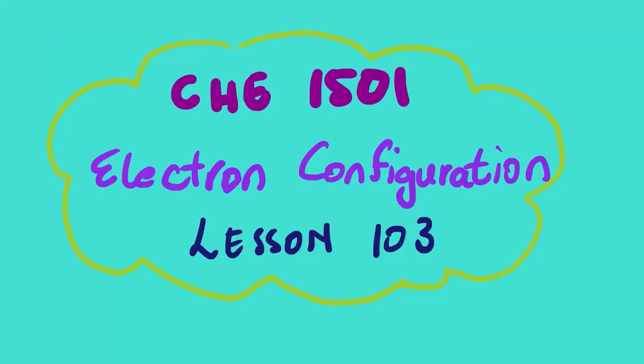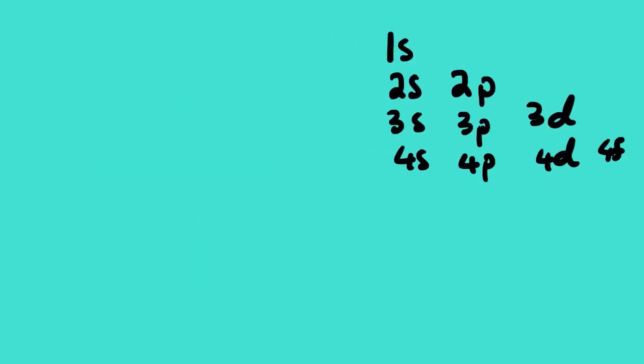Today's lesson we are going to look at Chemistry 1501. The topic for today is electron configuration. This is lesson 103. Let us start. There is lesson 101 and lesson 102 of electron configuration. This lesson video is based on those three key questions.